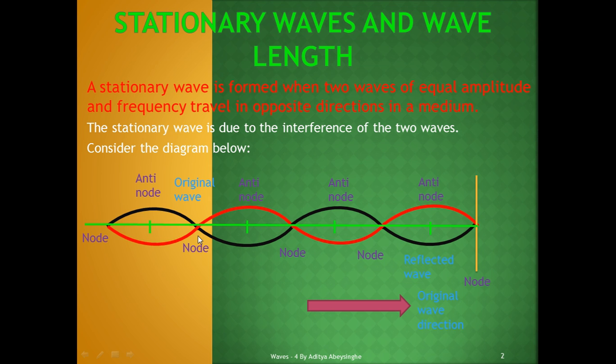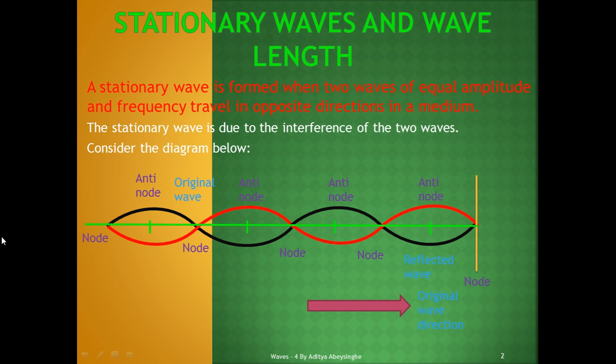However, in any number of loops formed, you can see that at the zero displacement you have the nodes. So you have destructive interference there, and at the maximum displacement, which is the amplitude, you have an antinode. So it will be a combination of nodes, antinodes, nodes, like that up to this point, right? This is the original wave direction, and the reflected wave is in the other direction.